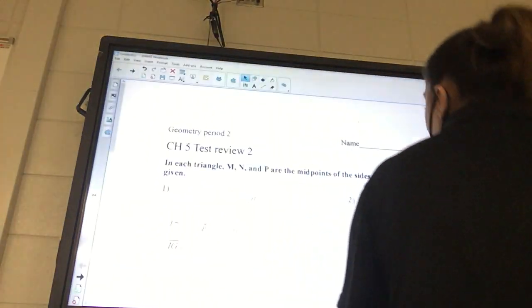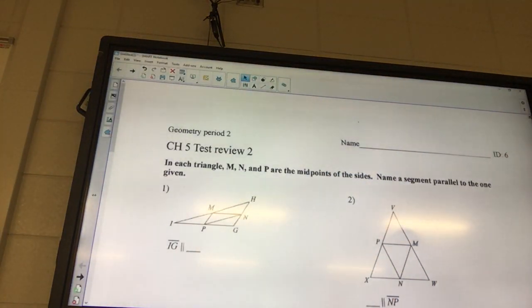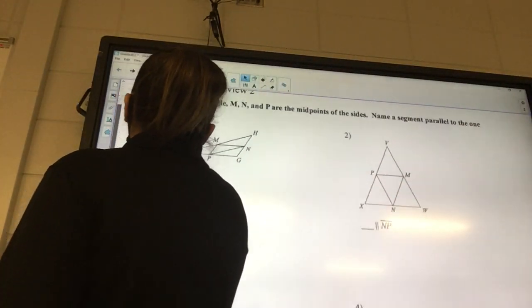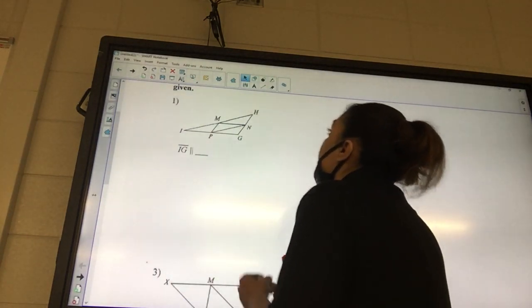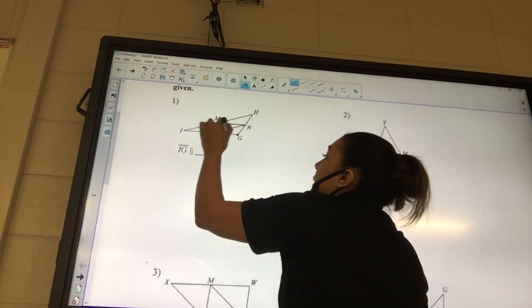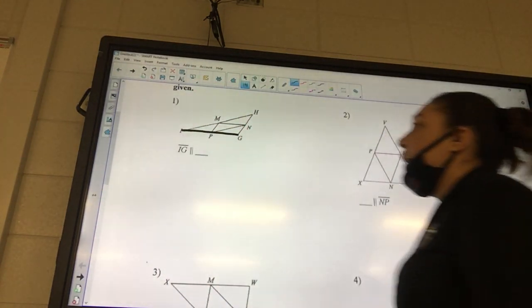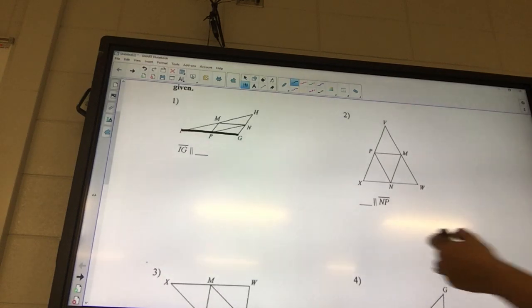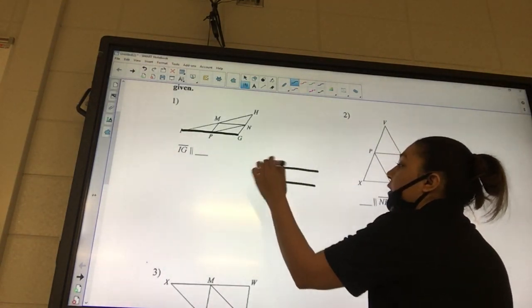So the very first section of your test is going to look like this, okay? It says each triangle, there are midpoints, name a segment parallel to the one given. So IG, okay, IG is this segment, and we need to find the one parallel, and it should be either double or half the size. So parallel means two lines that are never going to intersect.